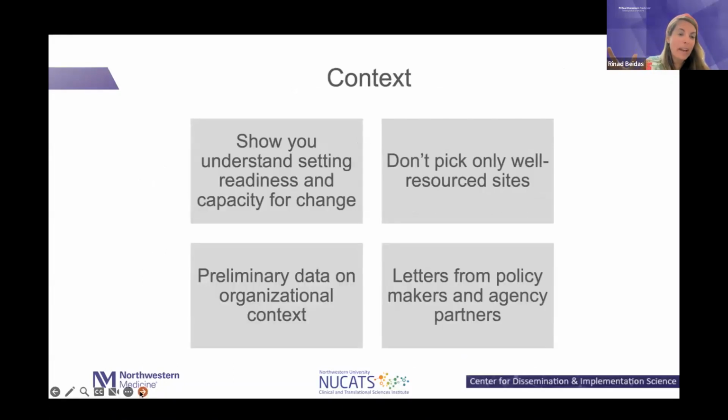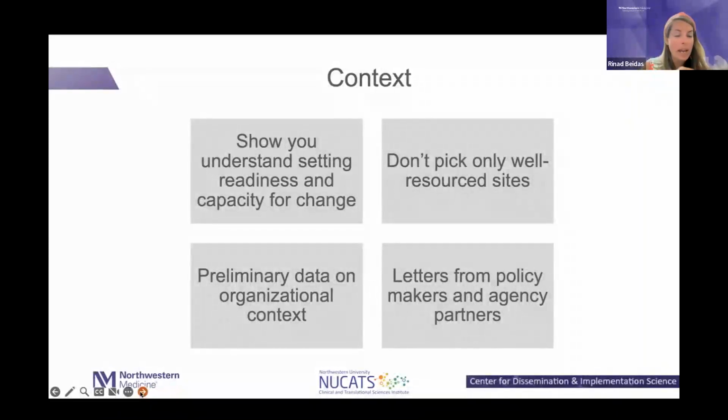Next, I think you have probably all taken away from this course that context is queen. You need to demonstrate that you understand the context where you're trying to implement. So what's the setting readiness? What's the capacity for change? Do you have any preliminary data that you can include in your preliminary study section that helps give information on that organizational culture?